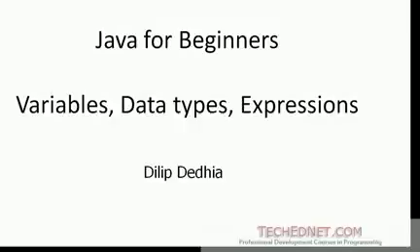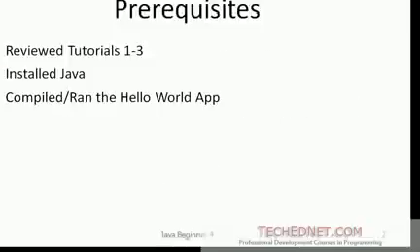Next, we will move on to the programming concepts. This includes data types, variables, making decisions, and creating loops. In this lesson, we will focus on variables, data types, and expressions. I hope that you have already reviewed tutorials 1 to 3, installed Java, and are able to compile and run Java applications.